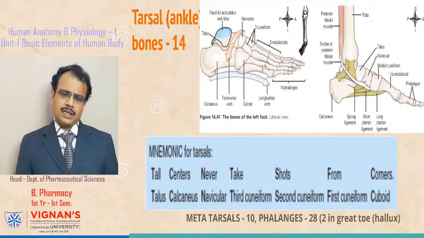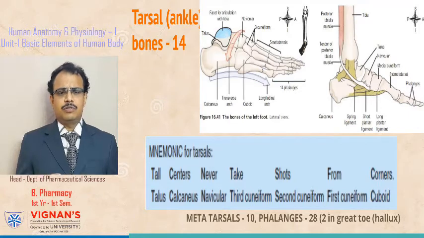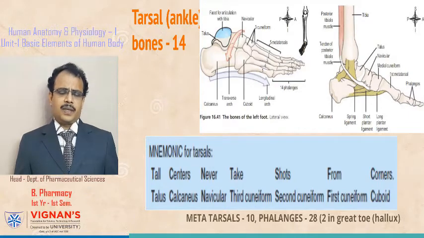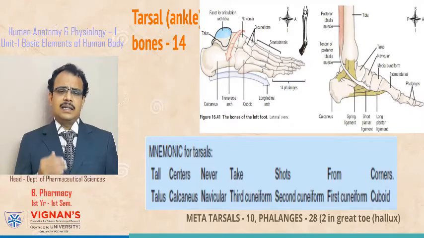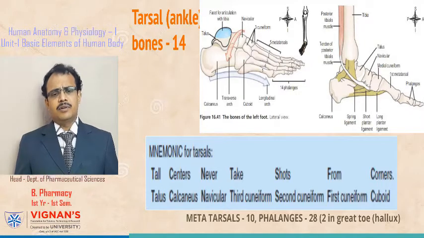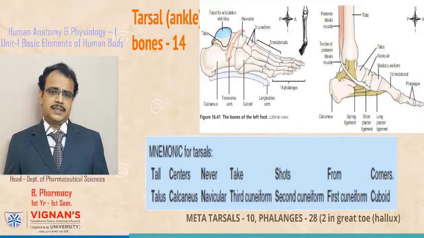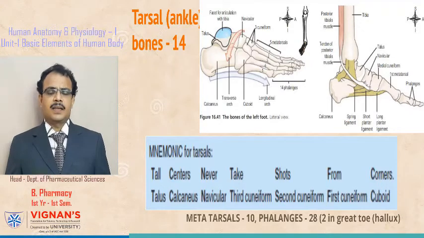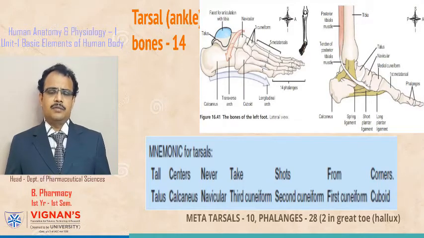As there are 5 metacarpals which form the palm of the hand, there are 5 metatarsals which form the sole of the foot. Proximally they articulate with the tarsals, and distally they articulate with the phalanges. There are 14 phalanges, in a similar manner to the fingers. Each toe has 3 phalanges, whereas the great toe, also called the hallux, has only 2 phalanges.